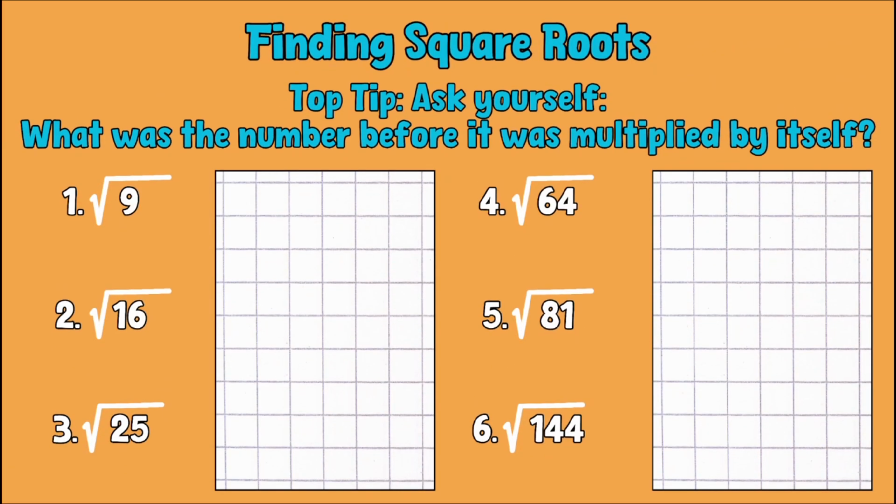Okay, so let's have a little look at our examples then. So we're trying to find the square roots of these numbers, and you'll see my top tip just above. What was the number before it was multiplied by itself? Well, let's see if we can make that make sense.